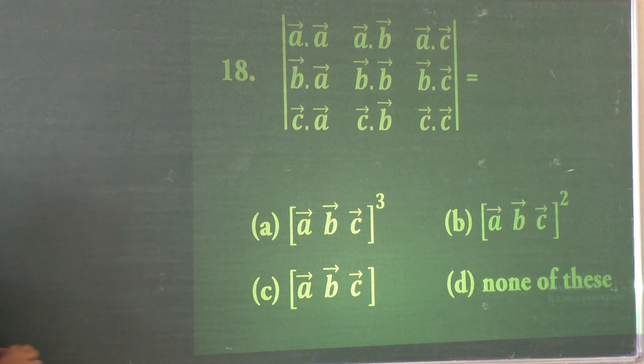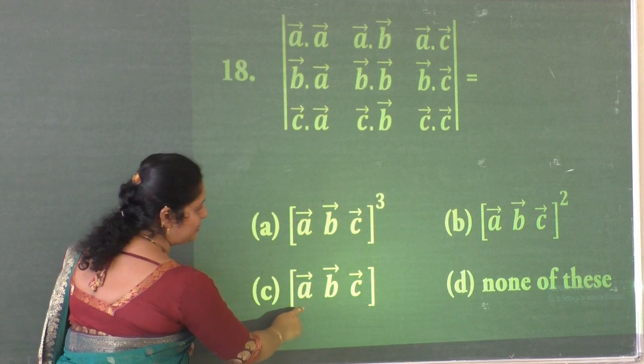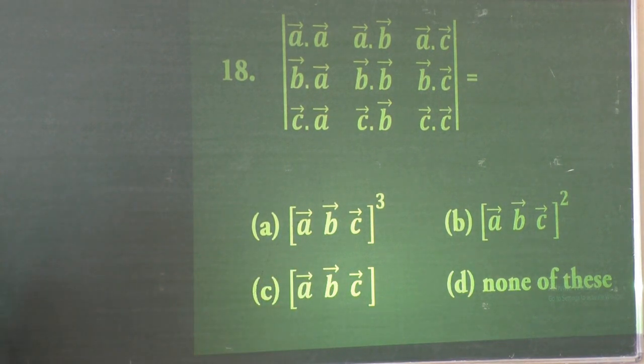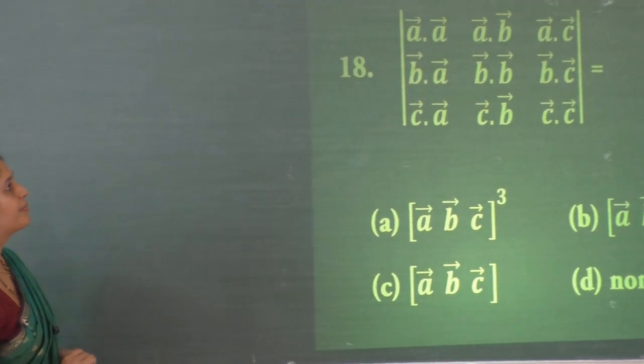Okay, a determinant is always a number and options are given. Scalar triple product A, B, C, and one answer is none. That means the answer you are getting is a number. So what is the correct answer?